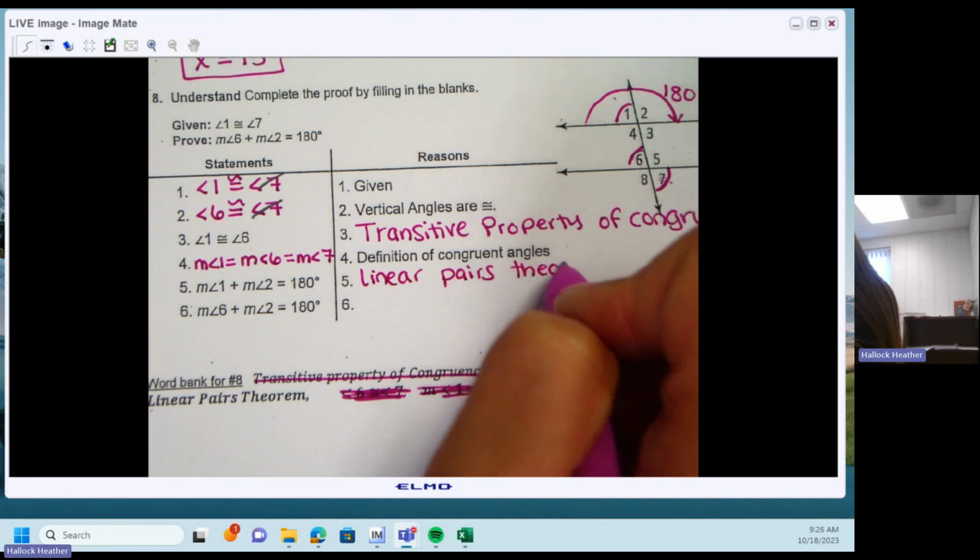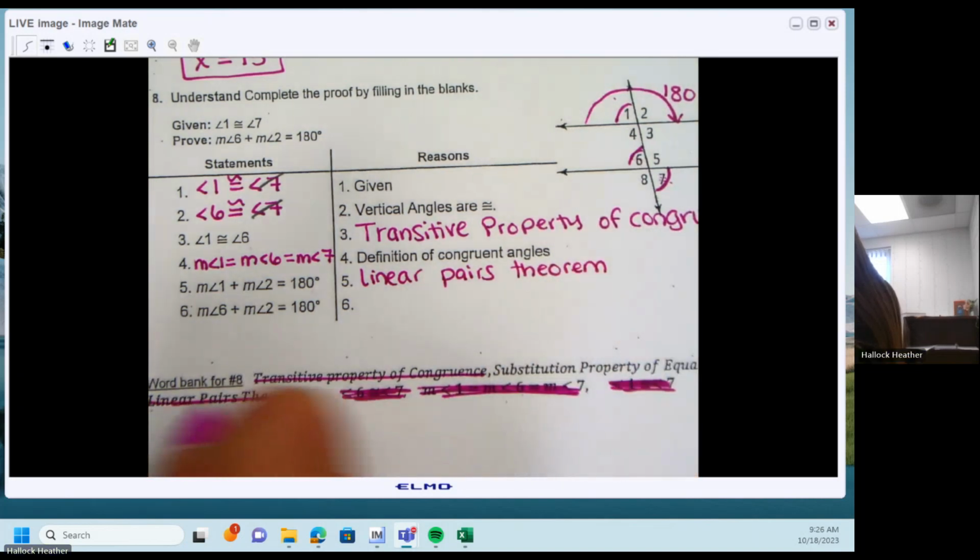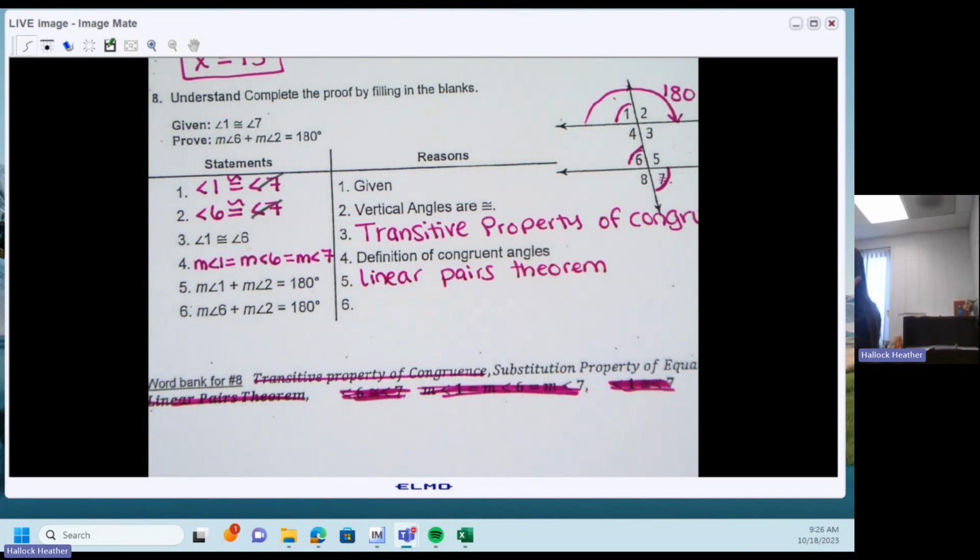I always spell theorem wrong. Theorem. And then the last one is substitution because they're saying that I can substitute once I know that these are all congruent to each other. I can replace 1 and 6 because I know 1 and 6 are congruent. And that's basically saying 6 and 2 also add to make 180, but they're still not a linear pair because they're not directly next to each other.